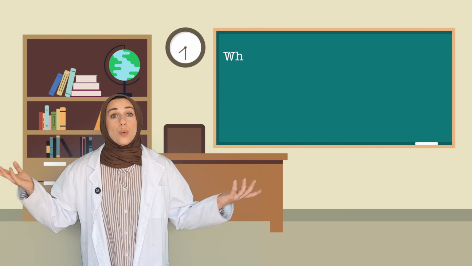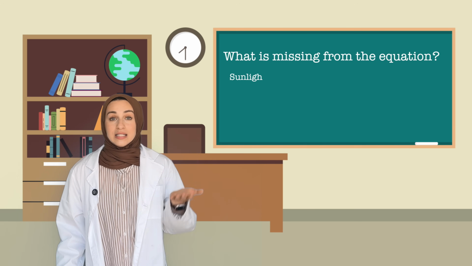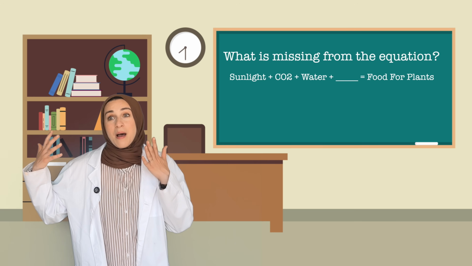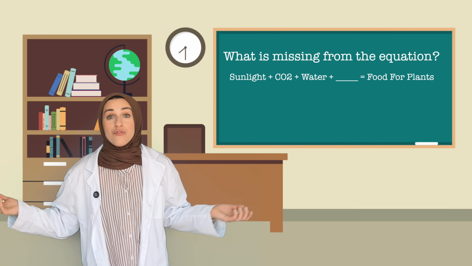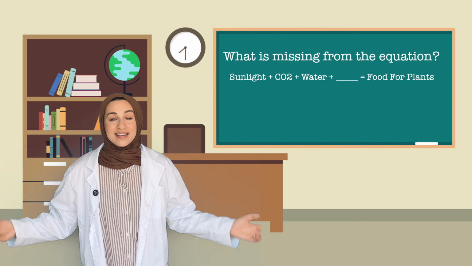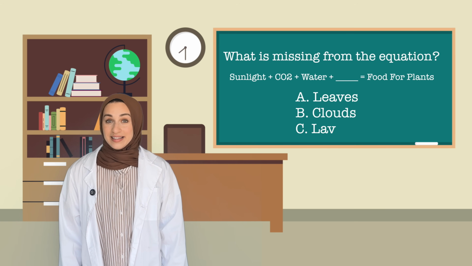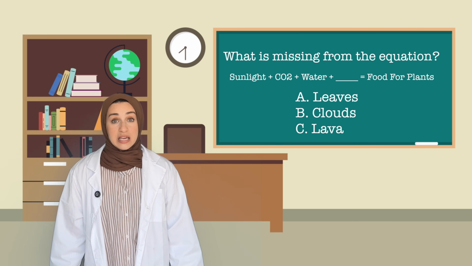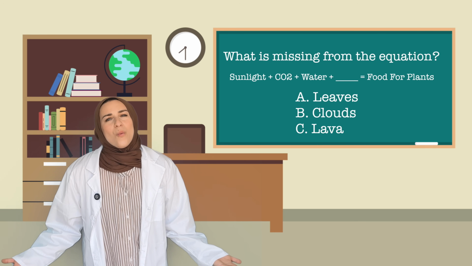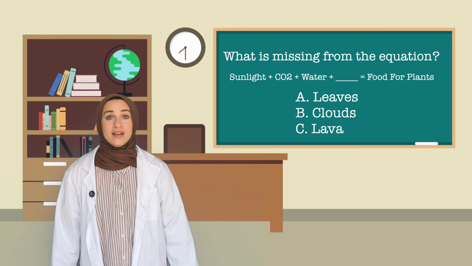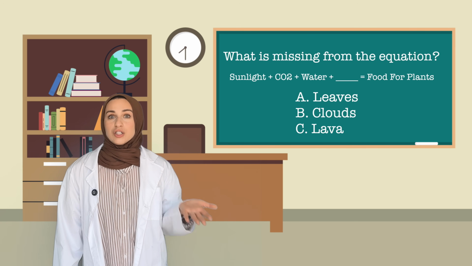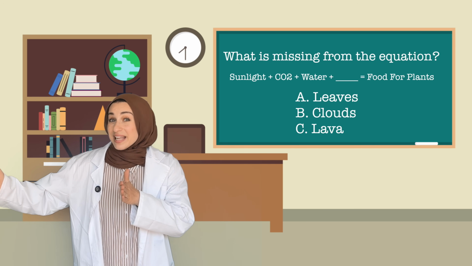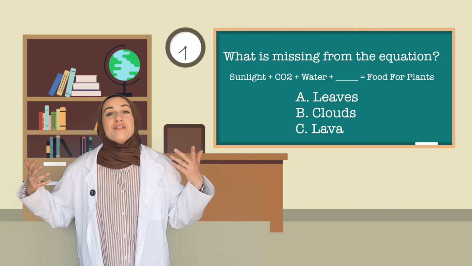Question number 2. What's missing from this equation? Sunlight plus carbon dioxide plus water plus blank equals food for plants. Is it A, leaves, B, clouds, or C, lava? What is missing from the equation? Sunlight plus carbon dioxide plus water plus blank equals food for plants.